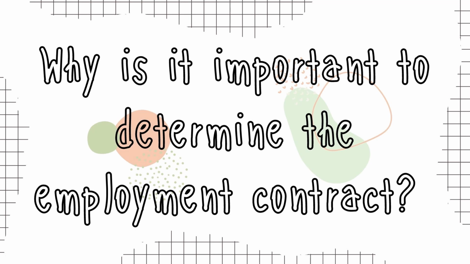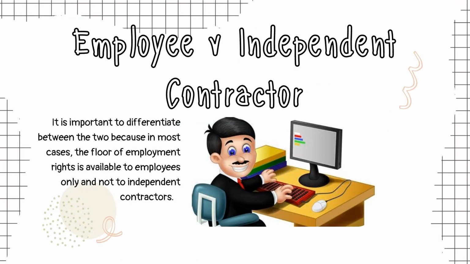First thing we're going to tackle is why is it important to determine the employment contract: the employee versus the independent contractor. Generally, there are two kinds of employment relationships. You're either an employee under a contract of service or an independent contractor under a contract for services. Now, it's important to differentiate between the two. You have the contract of service, which is going to be an employee, and then the contract for services, which is going to be the independent contractor.